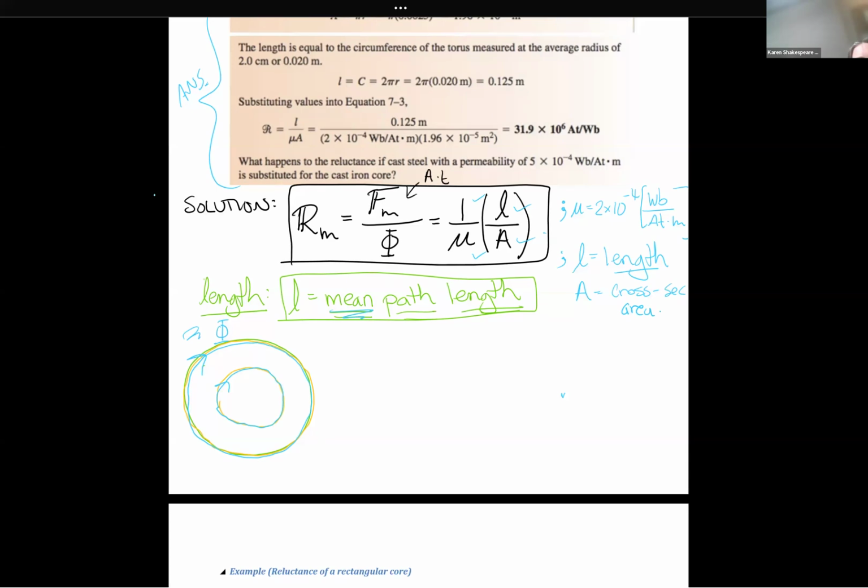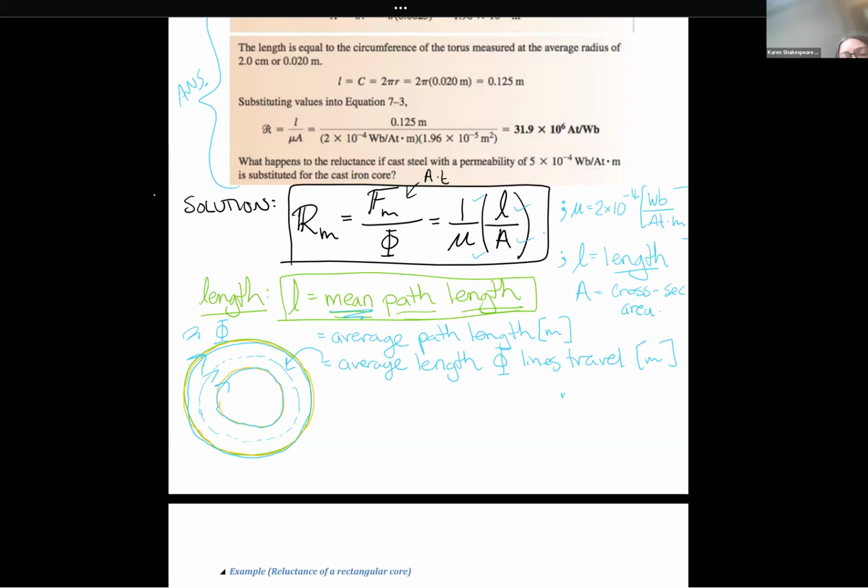What would be the mean path? The mean path would be the path in the middle. The mean path length, L, is the path in the middle. So I'm going to say mean path length is the same as average path length in meters. It's the average length that the flux lines travel in meters. The average length that these flux lines travel is right here.